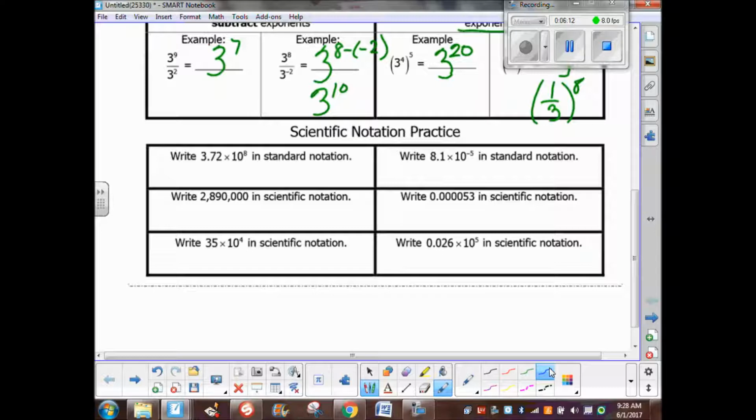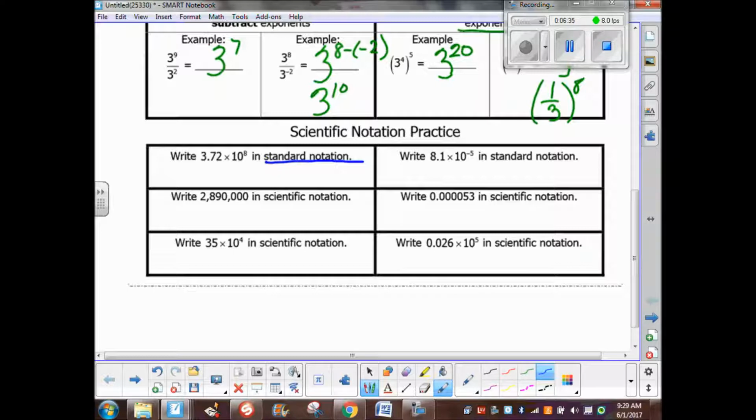3.72 times 10 to the 8th in standard form. So right now it's in scientific notation. Remember, we have a coefficient times a power of 10. That's scientific notation. Standard form is what you see all the time. So 3.72 times 10 to the 8th. Is that going to be a really big number or a really small number?